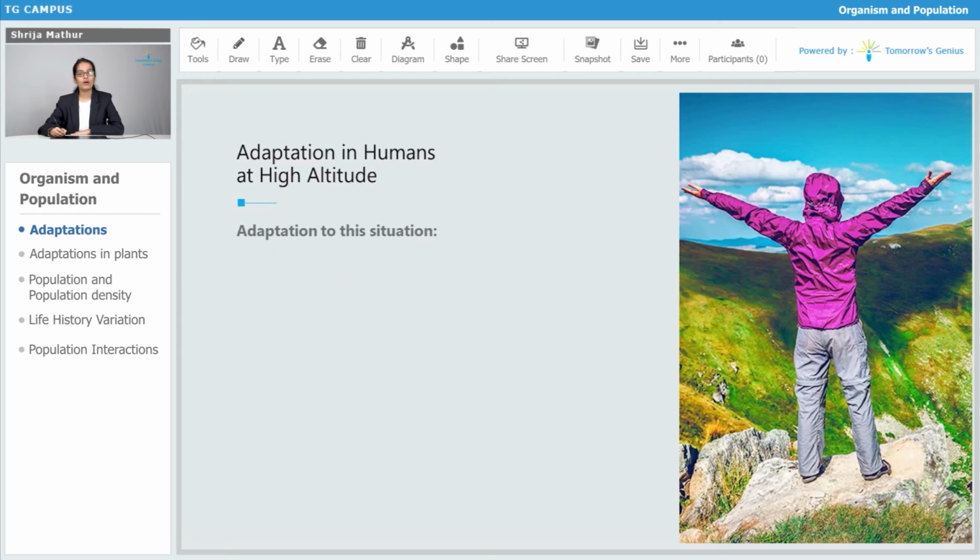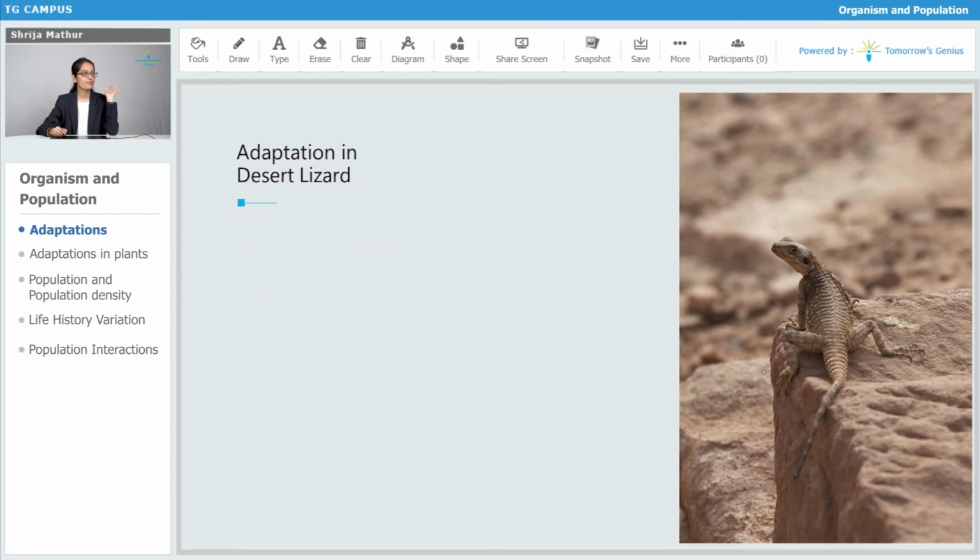Adaptation to this situation: we have many people surviving at high altitudes in Jammu Kashmir, over the mountains and everywhere. How are they adapted then? The body compensates for low oxygen availability by increasing red blood cell production. We are getting less oxygen from outside, so we increase the RBCs so that more oxygen can be captured by the body. There is also an increase in the binding efficiency of hemoglobin and an increase in the breathing rate. So the hemoglobin content and the breathing rate are higher in people living at high altitudes.